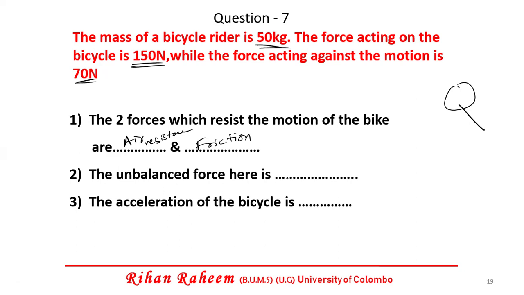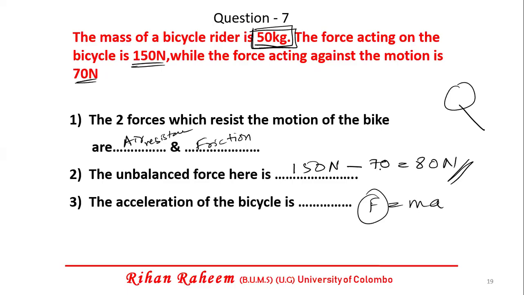The unbalanced force here is 150 Newton minus 70, so it's going to be 80 Newton. That is the unbalanced force here. Now the acceleration of the bicycle. Here there is a small problem. Why? They have given the weight of the bicycle rider. What about the weight of the bicycle? That also should be considered, no? You assume the bicycle and the rider together are 50 kilogram. Then you put the equation F equals ma.